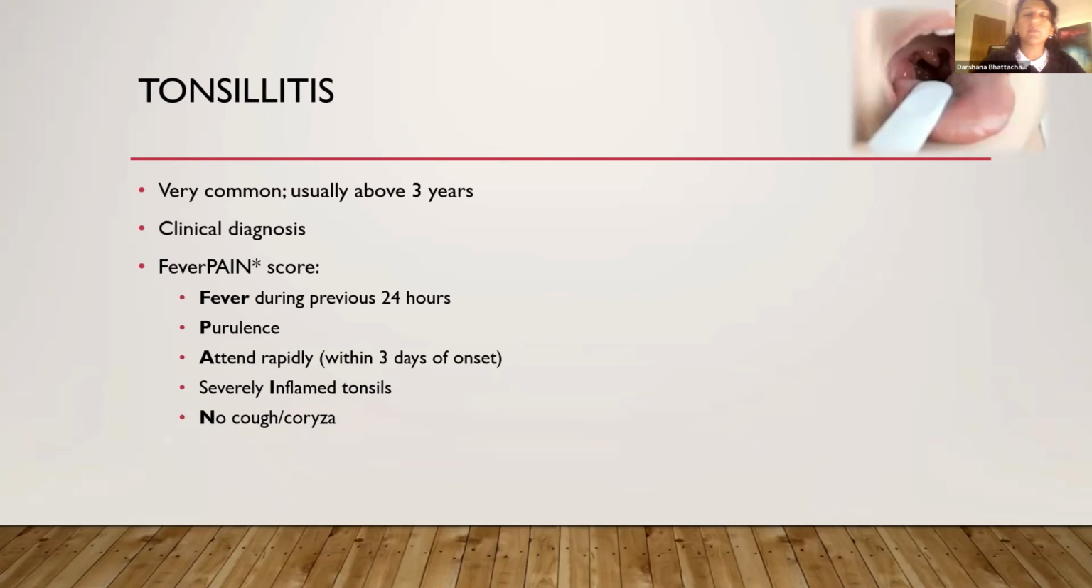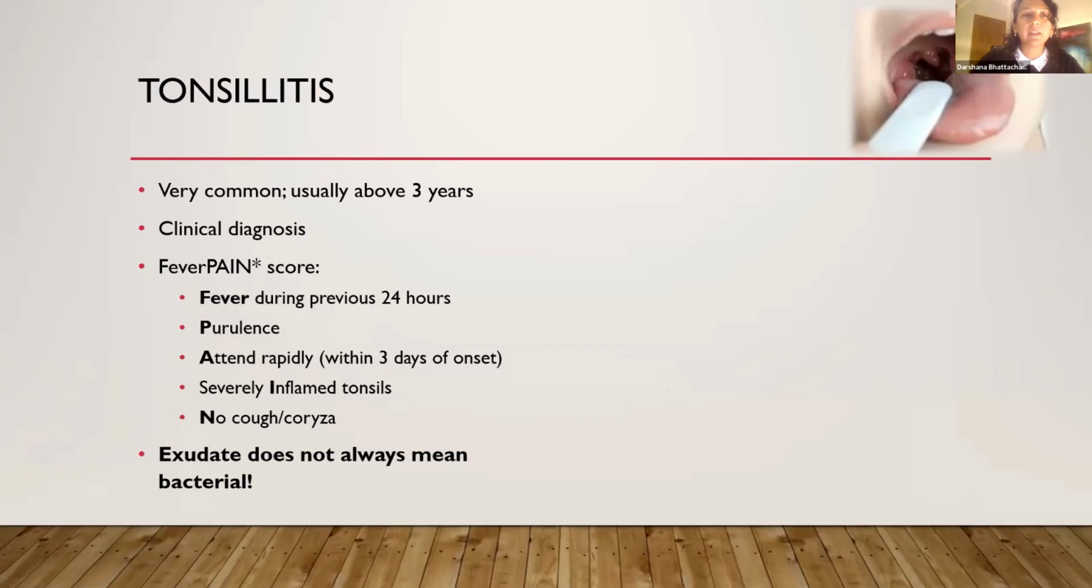And some of you may already be familiar with this, but we are now using what's called the fever pain score for diagnosing tonsillitis. So it's essentially 5 points. Fever in the last 24 hours, fever being a temperature of over 38, purulence or pus on the tonsils, whether the child presents quite quickly because of the discomfort within 3 days of onset. I is for severely inflamed, tonsils very red, and no cough or coryza, so definite lack of any obvious viral coryzal illness beforehand.